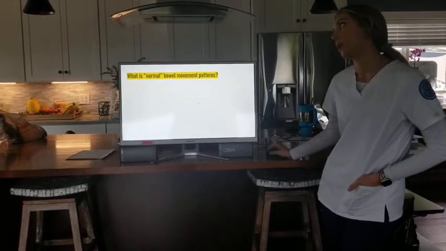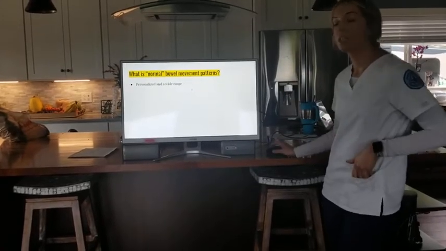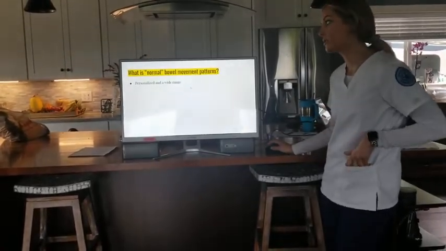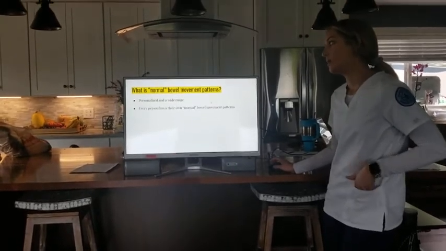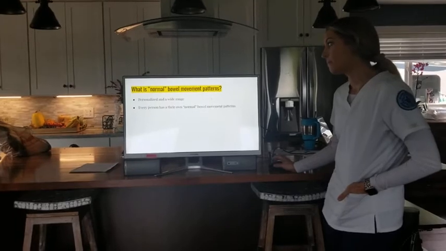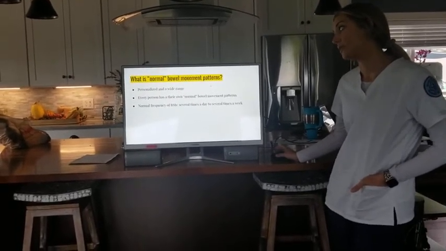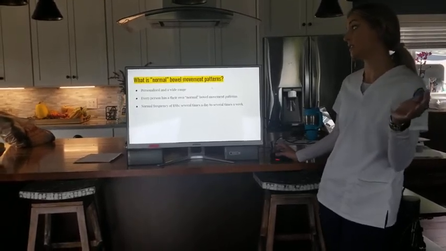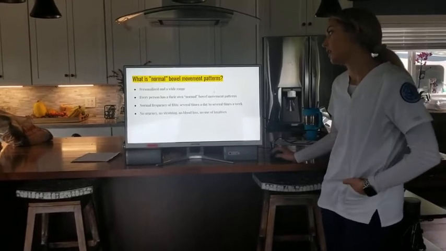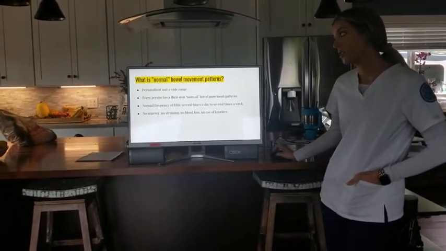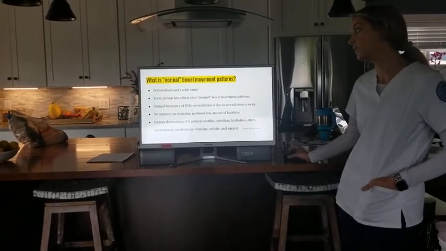And what is normal bowel movement patterns? So normal is personalized and it's a wide range. There is no specific answer to what is a normal bowel movement pattern. Typically, they say that someone should at least have a bowel movement several times a day to several times a week. There should be no urgency, no straining, no blood loss, or use of laxative.